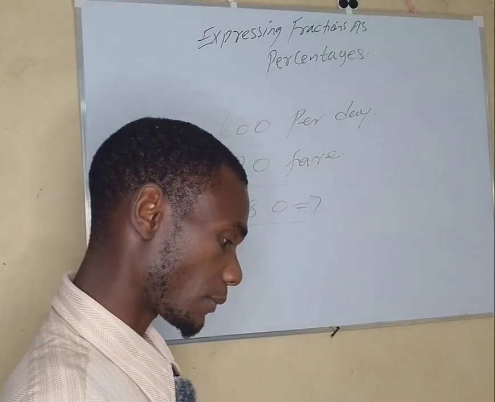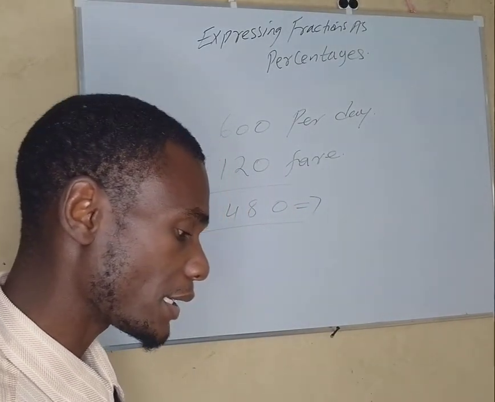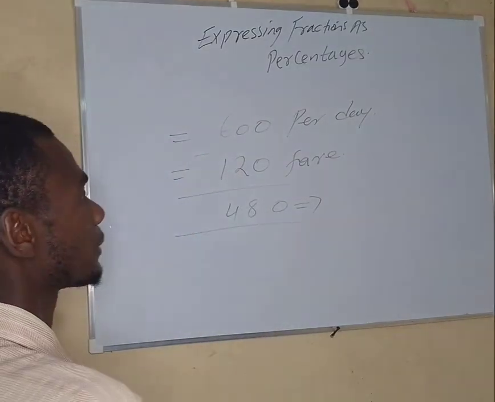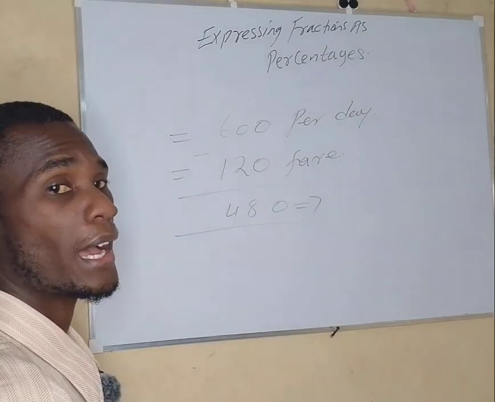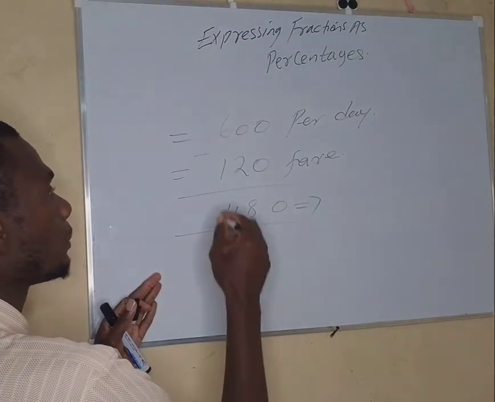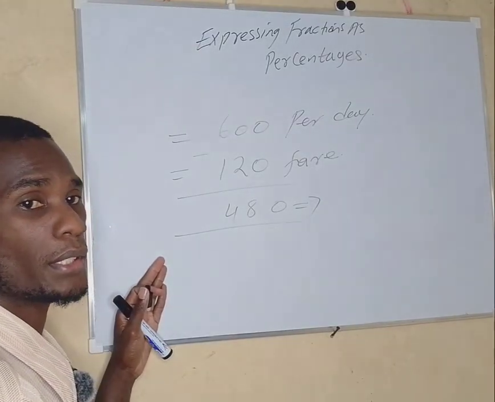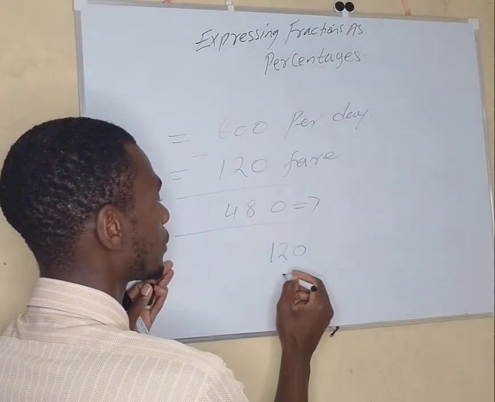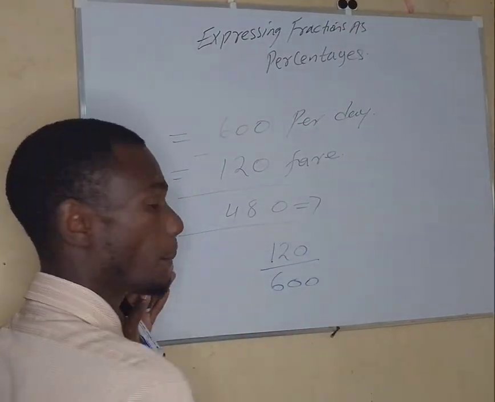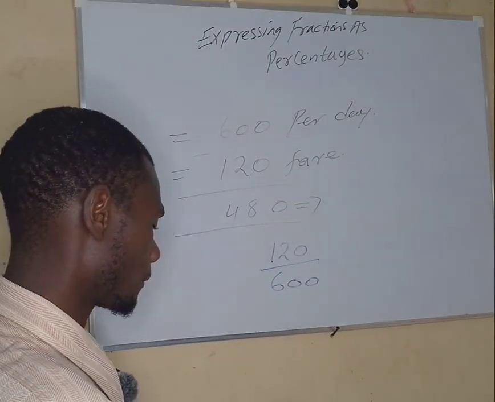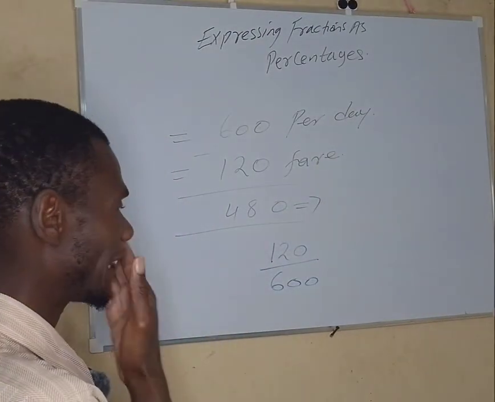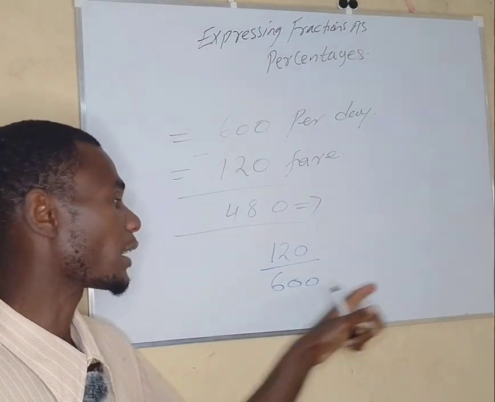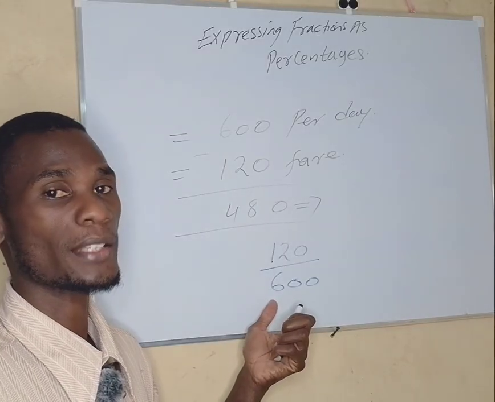So this question is asking, what percentage of the earnings does he spend on fare? On fare. So they want us to express this 120, that fare, as a percentage. So we will have to change it first to a fraction. So the fraction is 120, that is what he is using, over the total 600. So in this case, we were looking for a number that if you multiply by this denominator, you get 100, and already this is 600 plus 100.